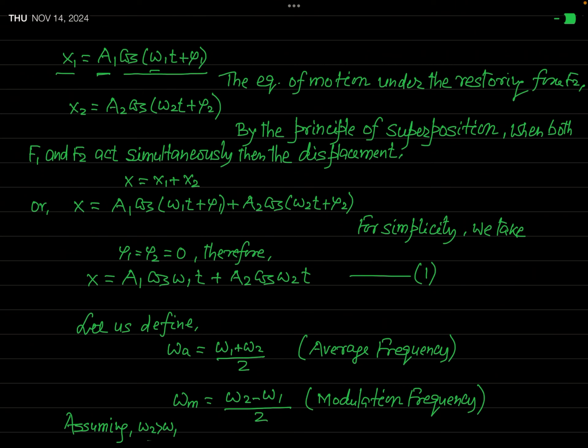That is, when t is 0, then the phase will be equal to phi 1. So phi 1 is also known as initial phase. So this is the equation of motion of the oscillator oscillating under the restoring force F1, acting on the system in the x direction.